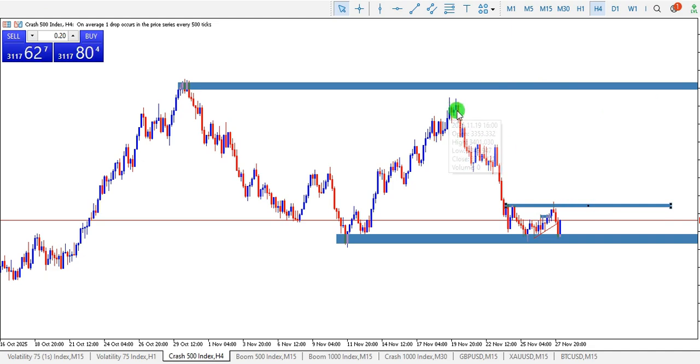But overall, I'm currently still bearish on Crash 500, of which I'm still expecting a break below this previous support. So if that happens, I wait for a retest of that zone. If I can get that, I think I'll go in short. And don't forget, I'll be dropping alerts if any of the zones get respected. I'll be dropping the alert to let you know what the market is currently doing.